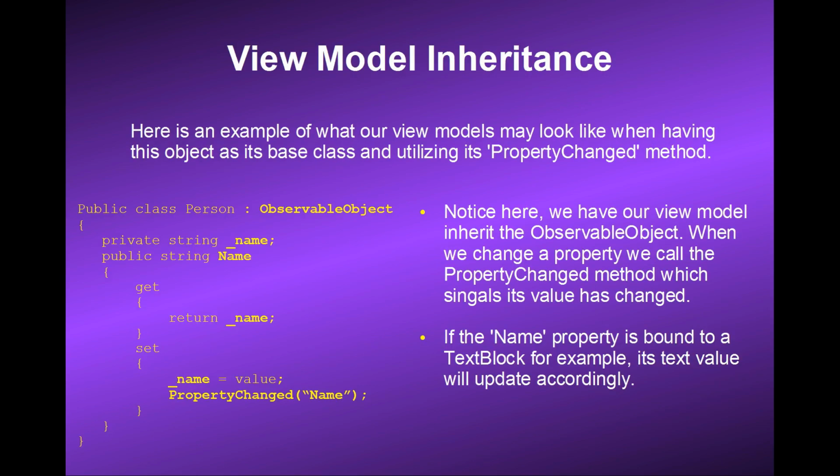Here is an example of what our view models may look like when having the object as its base class and utilizing its property changed method. So notice we have our view model inherit the ObservableObject, and then when we change a property, we call the property changed method, which signals its value has changed. If the name property is bound to a text block, for example, its text value will update accordingly.